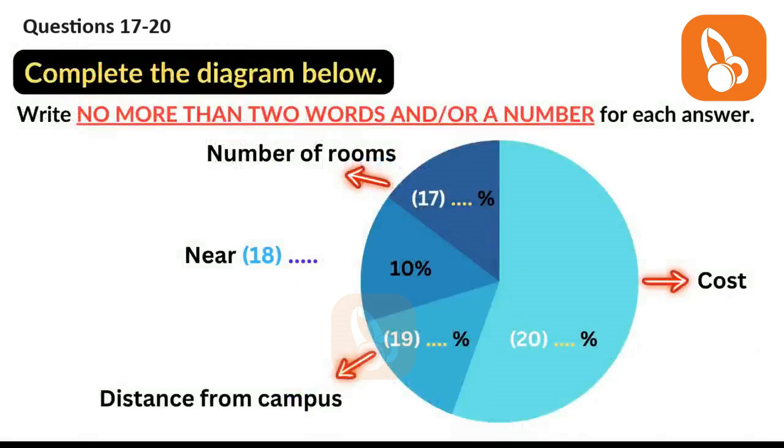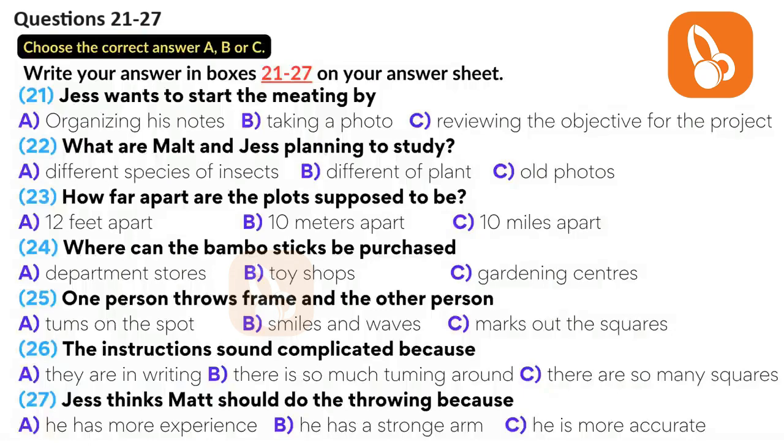That is the end of part two. You now have half a minute to check your answers. Now turn to part three. Part three. You will hear a conversation between two students who will discuss a project they're working on together. You have 30 seconds to look at questions 21 to 27.